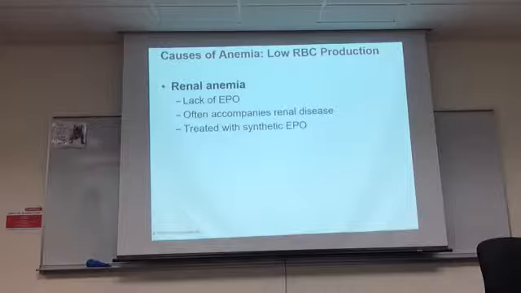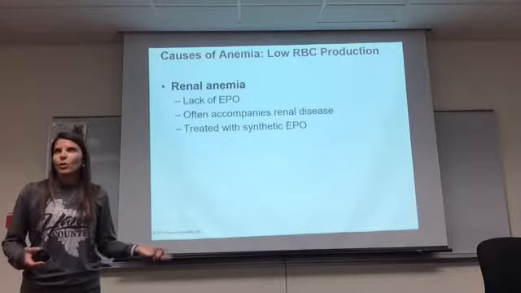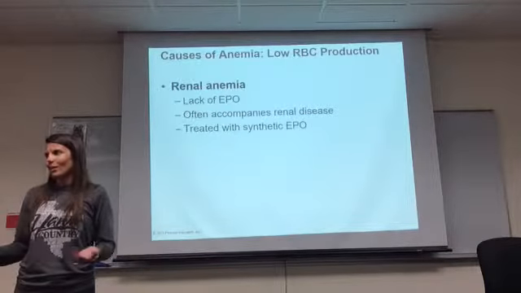Renal anemia. Renal tells you we're dealing with what organ? Kidneys. So the kidney is responsible for releasing EPO to make red blood cells. So if you have an issue with your kidneys, you probably have an issue with your red blood cells.